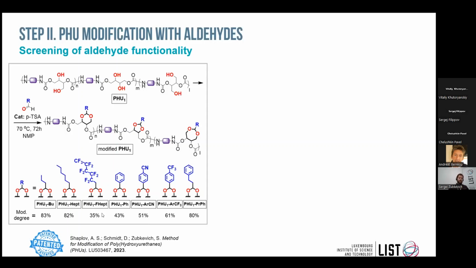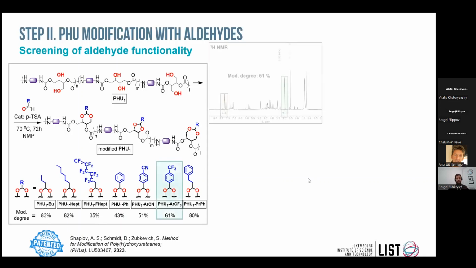Fluorinated aldehyde is maybe not the least active, it's actually the most active, but it's so active that it self-polymerizes instead of modifying our PHU polymer. That's why the modification degree is so low for this aldehyde. Aromatic aldehydes are less reactive, but you can see an increase in the modification degree with the introduction of electron withdrawing groups in the para position of the benzene ring.